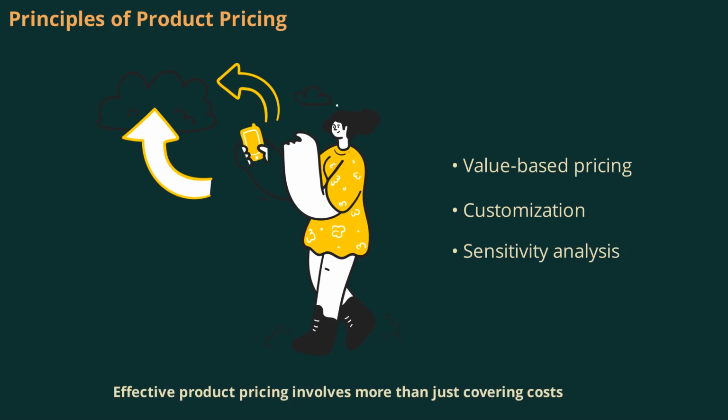Effective product pricing involves more than just covering costs. It requires understanding market demand, competitive dynamics, and customer perception. Principles like price customization, sensitivity analysis, and value-based pricing help companies set prices that maximize both profit and customer satisfaction, adapting to different product types and market conditions.